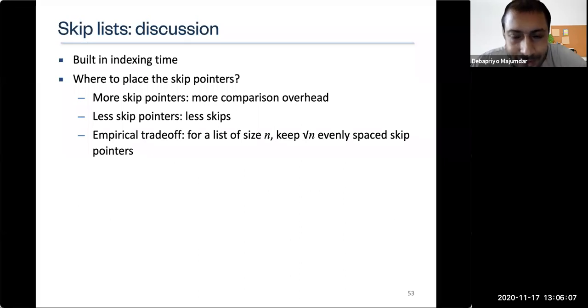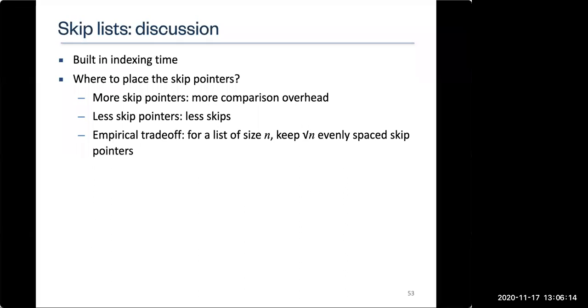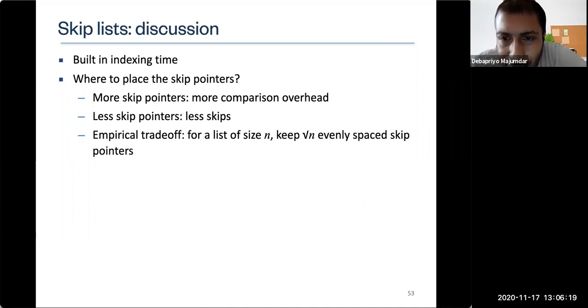So again, there cannot be any theoretical results on this because it all depends on how the data has panned out. So the empirical trade-off, people figured that for a list of size n, you can keep root n evenly spaced skip pointers. That means you keep root n skip pointers, and every skip pointer will skip root n steps. Of course, if n is not a perfect square, then you just approximate somewhere. So that's just an empirical trade-off.